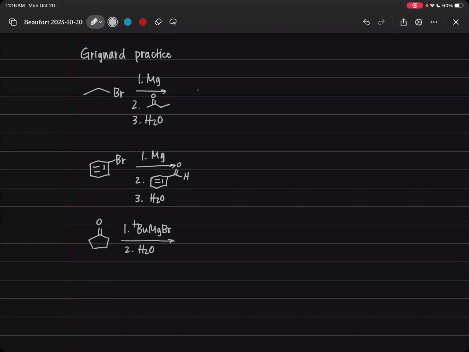So going to get that. And then we have a Grignard reagent and a ketone. And there's our ketone. And so this carbon fragment here is going to get attached to the carbonyl carbon.